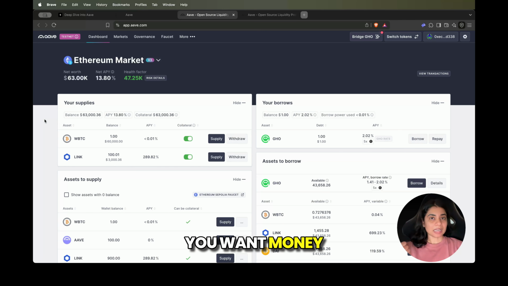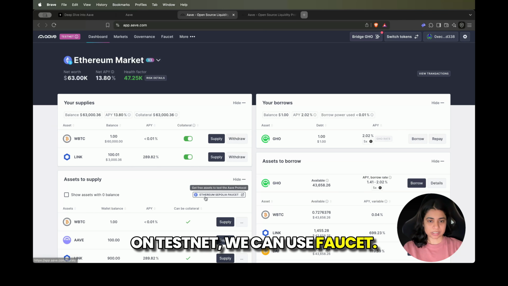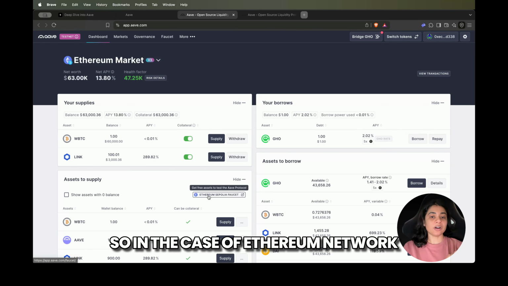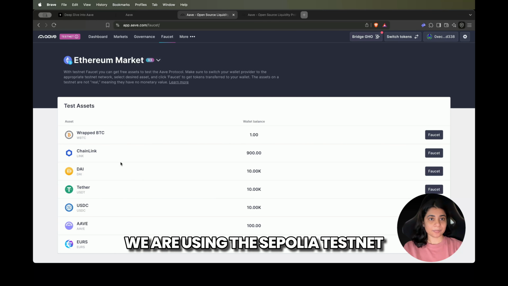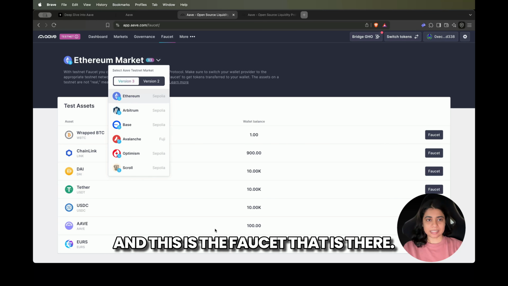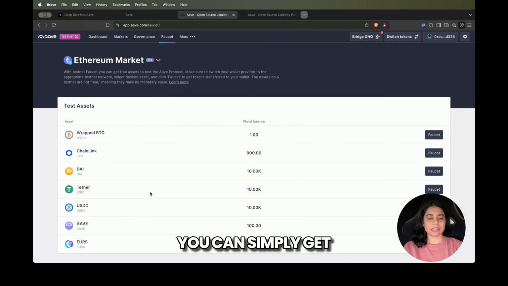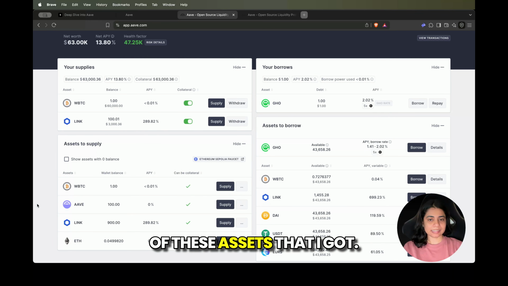If you want money on testnet, we can use the faucet. It takes you to the Ethereum Sepolia faucet. In the case of the Ethereum network, we are using the Sepolia testnet, and this is the faucet that is there. You can simply get these assets for free. I already have some of these assets that I got.